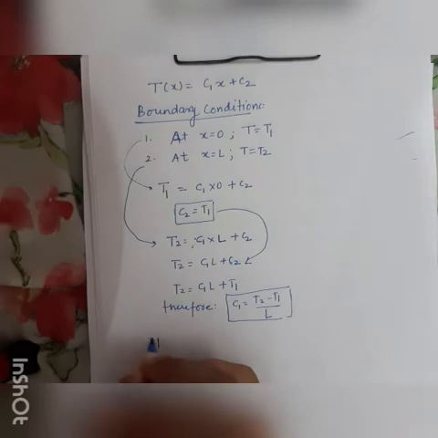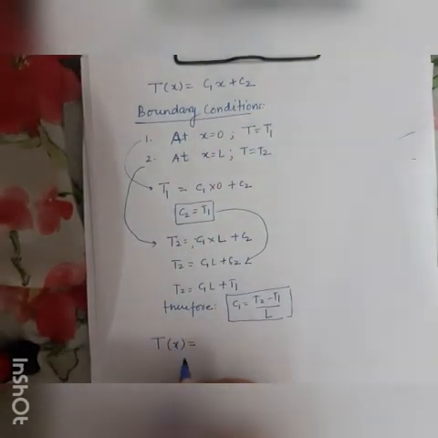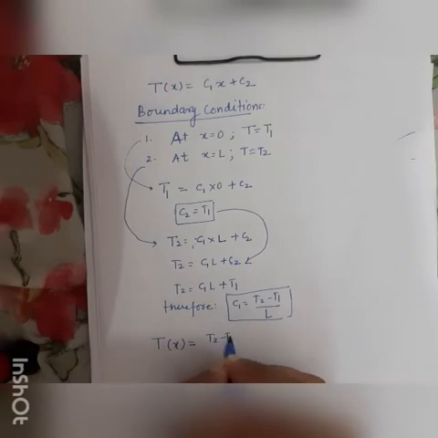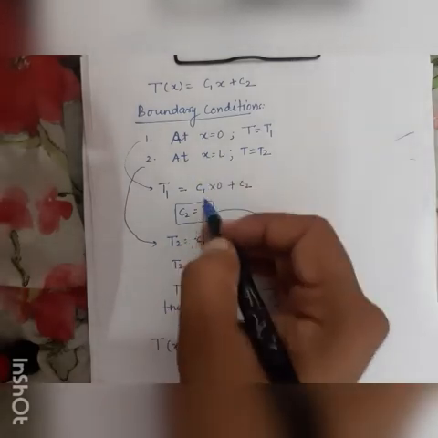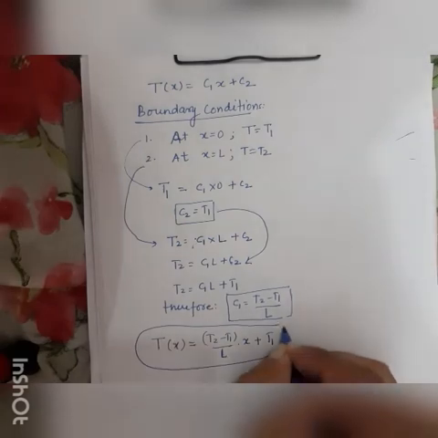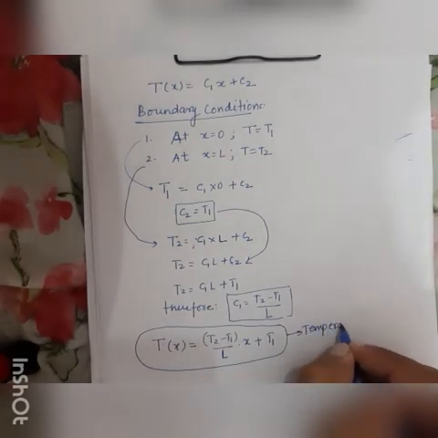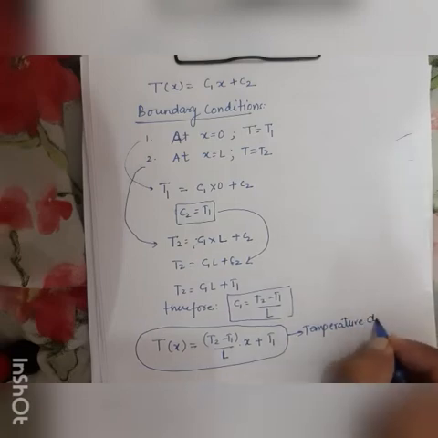Now, the equation of temperature distribution can be written as T(x) is equal to C1, that is (T2 minus T1) by L, into x, plus C2, and the value of C2 is T1. This is the final equation for temperature distribution.